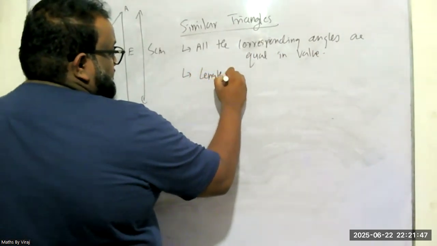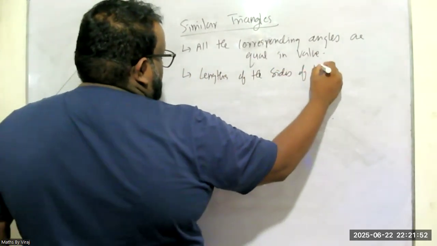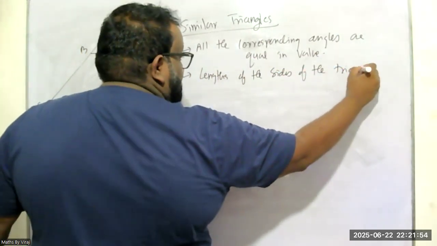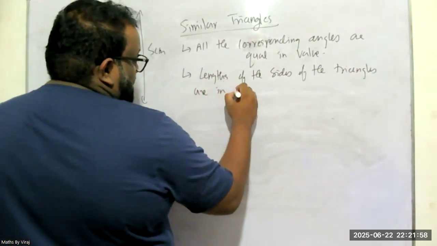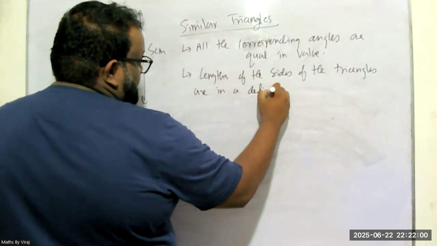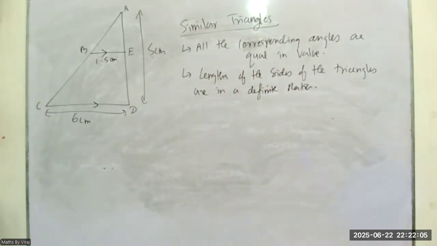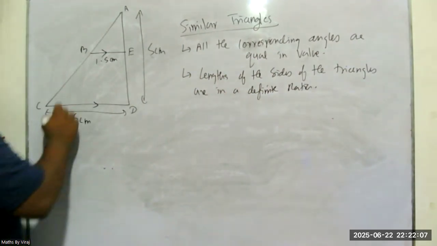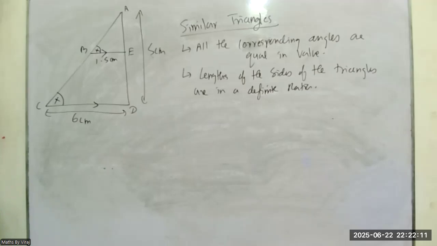And the other most important part is the lengths of the sides of the triangles are in a definite ratio. Now this can be understood in two different ways. This angle is equal to this particular angle. Yes or no?